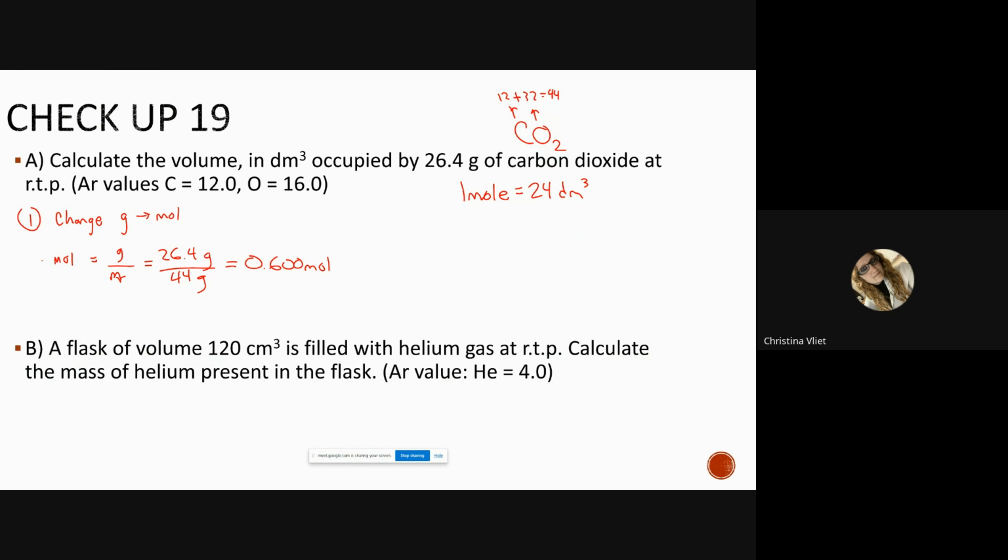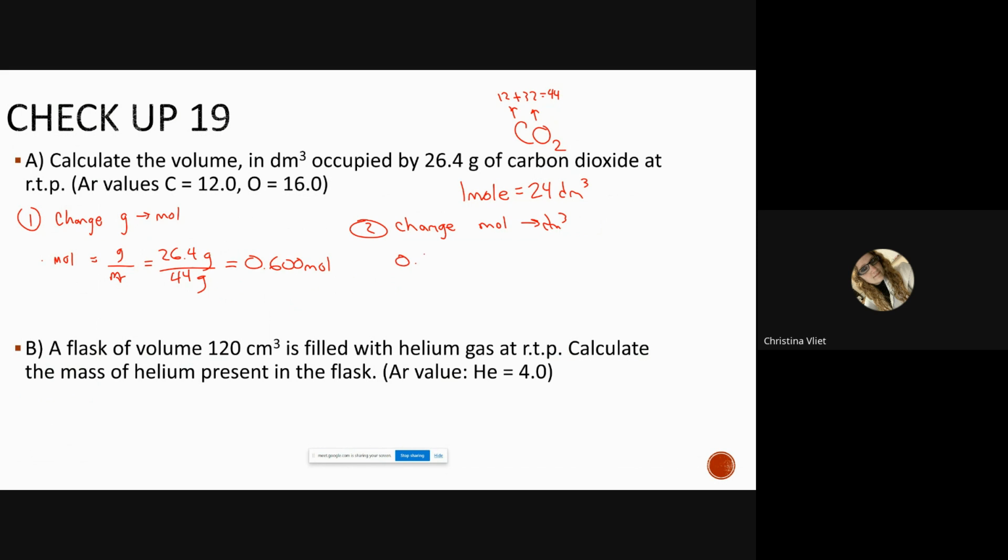0.6 moles. Now what? 0.6 times 24 or 0.6 divided by 24? What's the decision? Do I multiply by 24 or divide by 24, right? That's the decision because step 2 is to change moles to decimeters cubed. Recognizing that you have to cancel moles, that means you have to divide by moles and multiply by the volume. So multiply by 24 is absolutely correct.